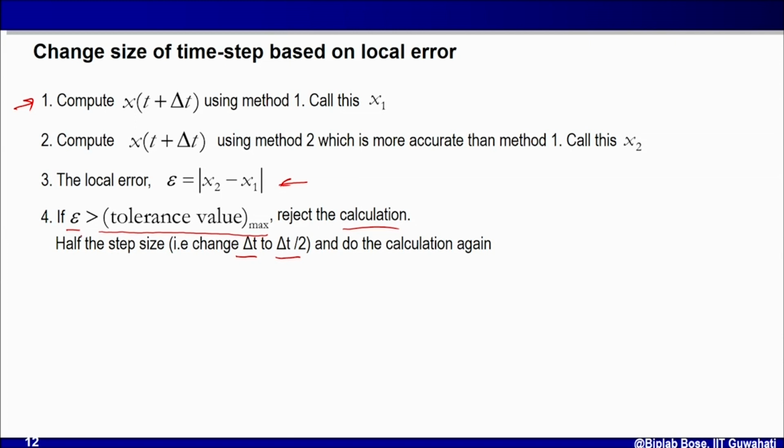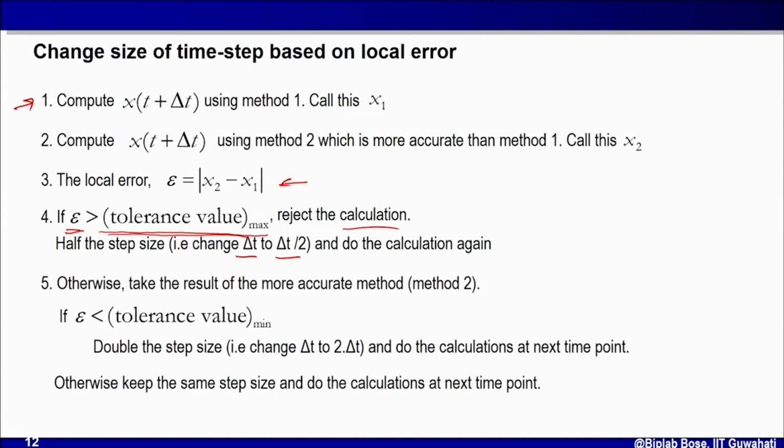And again I check whether the error that I am getting is bigger than the maximum tolerance value that I will allow or not. Suppose now the error is not bigger than the maximum tolerance value I will allow. Otherwise, it is either smaller than that or equal to that. So, if that is true, then I will accept the result obtained by the accurate method, that is the second method.